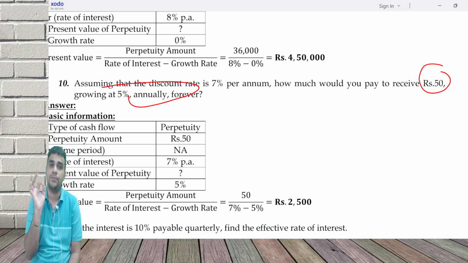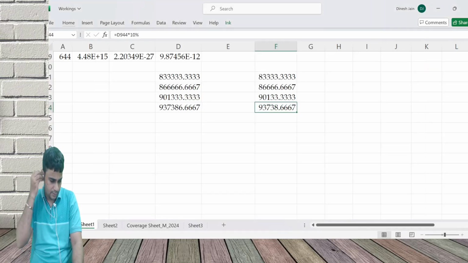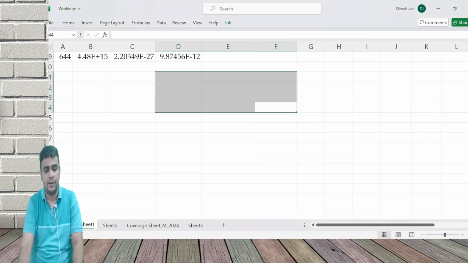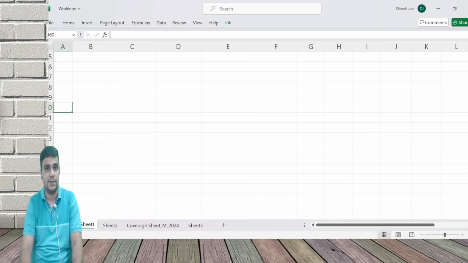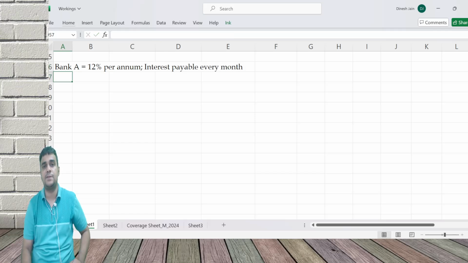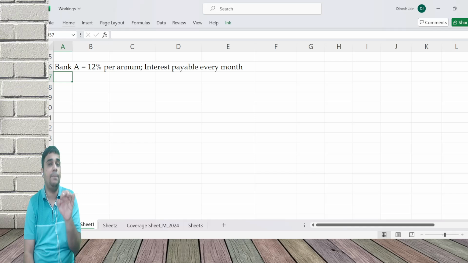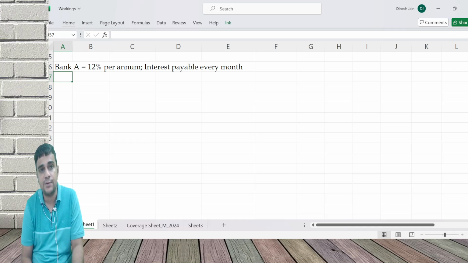Last concept, I have something called the effective rate of interest. Let's understand what this effective rate of interest is with an example. You go to a bank and ask them, tell me the rate of interest. Bank A tells you 12% per annum, interest payable every month.